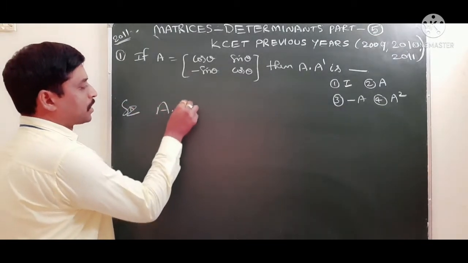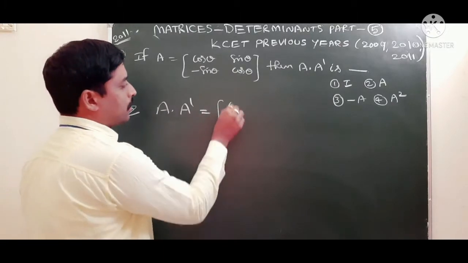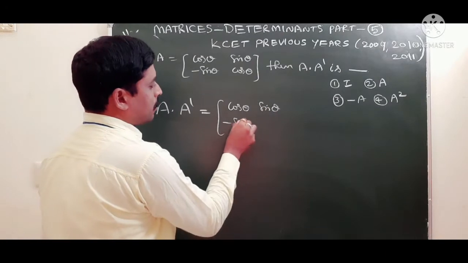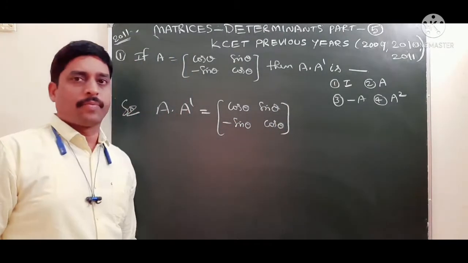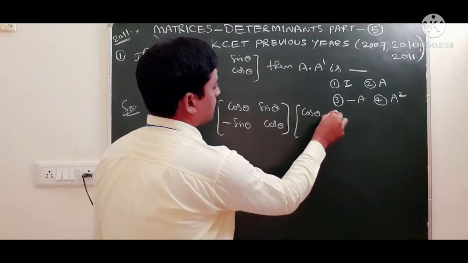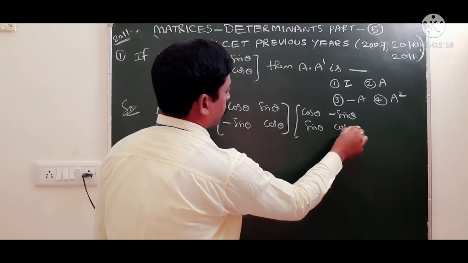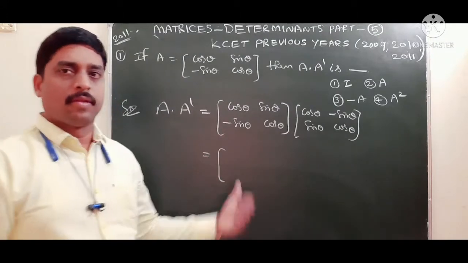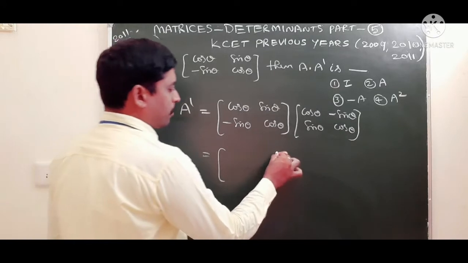A into A transpose. So what is A given? Cos theta, sin theta, minus sin theta, cos theta, into transpose of A. So this transpose of A is cos theta, minus sin theta, sin theta, cos theta. First we have to multiply a 2 by 2 matrix and a 2 by 2 matrix. The result will be a 2 by 2 matrix.